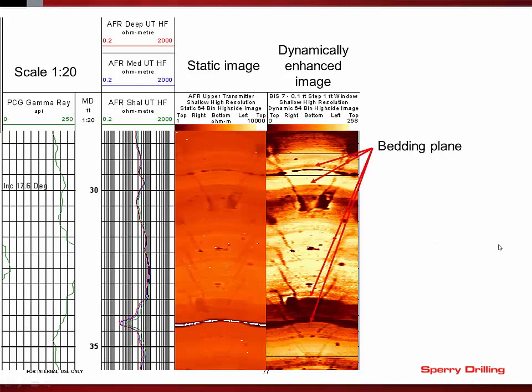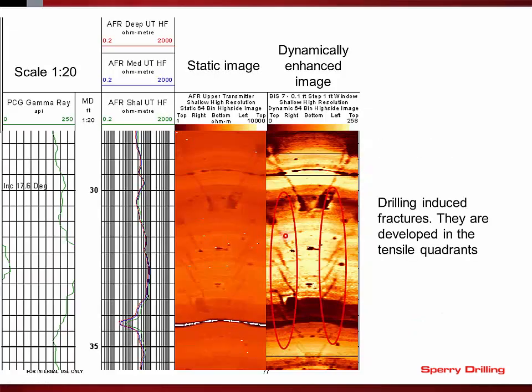And we can see a few things. We can see the sinusoidal features crossing the image here. These sinusoids are bedding planes, sedimentary bedding planes. We also see these chevron patterns, these V-shaped patterns, which are typical of drilling-induced fractures. Those are associated with the stress field in the rocks. As we drill through the rock, the stresses around the borehole change and result in fracturing in a particular direction, which tells you something about the orientation of the stress field in the rock.